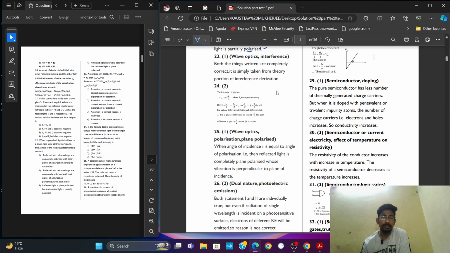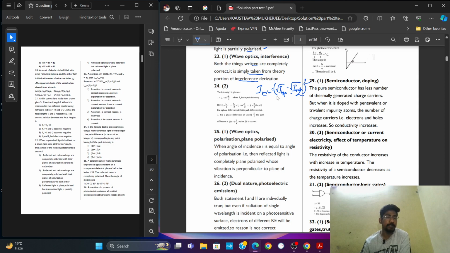Question number 23. In Young's double slit experiment, the reason is given: I max equals root over I1 plus root over I2, whole square, which is correct. And I min equals root over I1 minus root over I2, whole square. This will be a minus, I think. This is the formula.